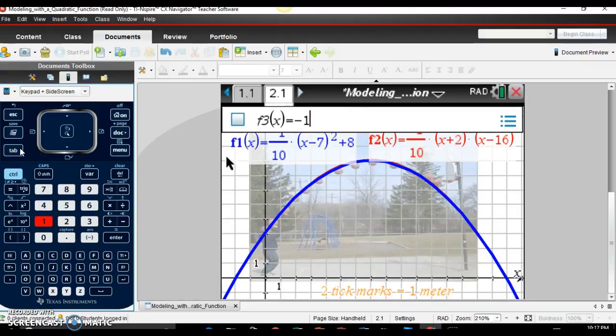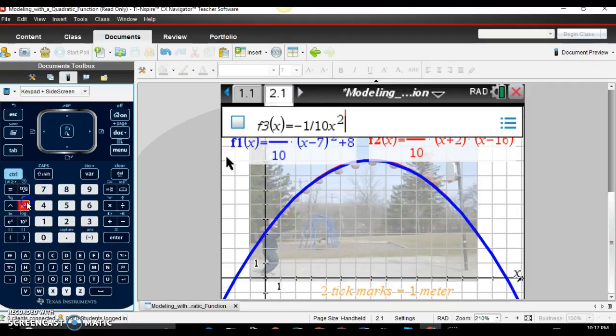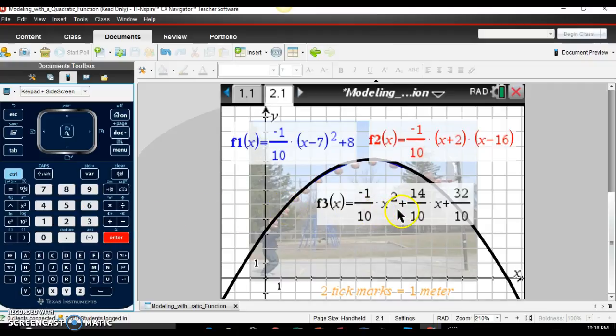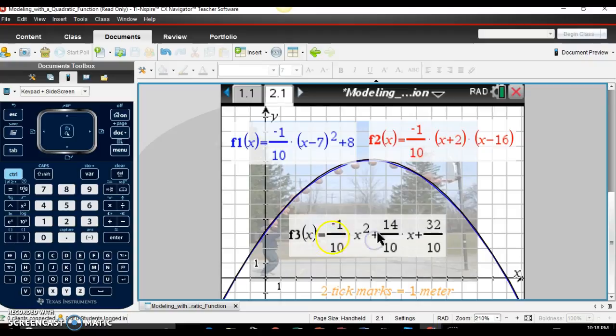So I have -1/10 x squared plus 14/10 x plus 32 divided by 10. And then once I hit enter, well, there is the third equation, and it is in a different form, but as we can tell, it appears to be on the same line or the same quadratic path as the other ones.